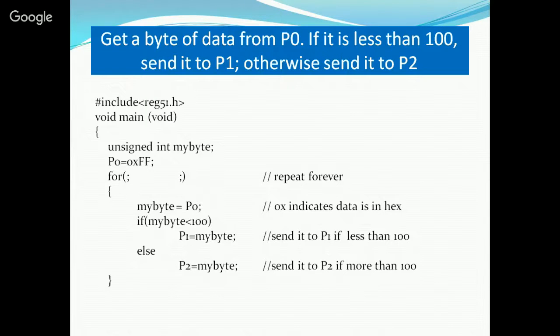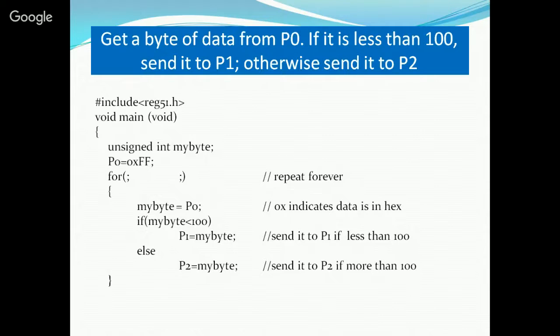I need to use one data type for this. What I'm saying is that instead of saving the data from P0 to my byte and then comparing my byte, we can directly do it with P0. That means in the if loop, we can write P0 is less than 100. But then can you write P1 is equal to P0? That is a syntax error.